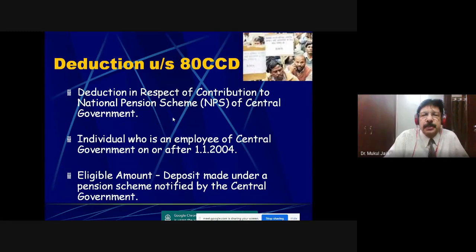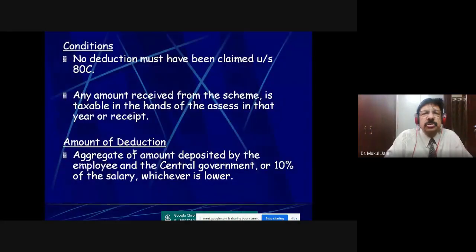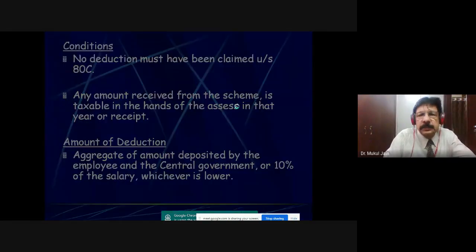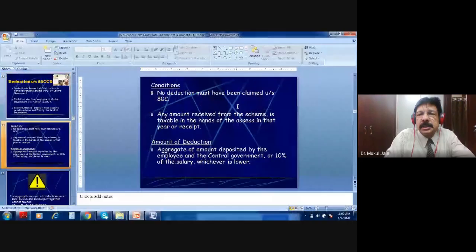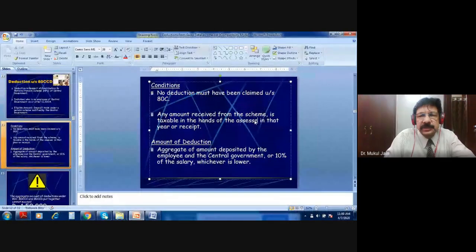An individual who is an employee of central government on or after 1st January 2004 is a subscriber to this pension plan. The eligible amount is whatever deposit he has made under the pension scheme notified by the central government. No deduction must have been claimed under Section 80C. Any amount received from the scheme is taxable in the hands of the assessee in that year of receipt. And what is the amount of deduction?